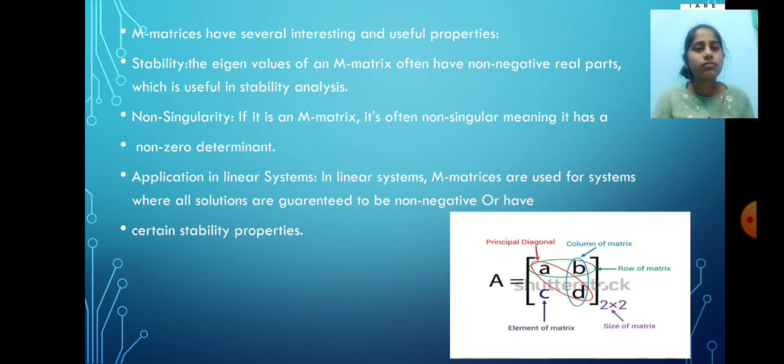Properties: stability, non-singularity, applications in linear systems. Stability. The eigenvalues of M matrix often have non-negative real parts, which is useful in stability analysis. Singularity. If it is an M matrix, it is often non-singular, meaning it has non-zero determinant.